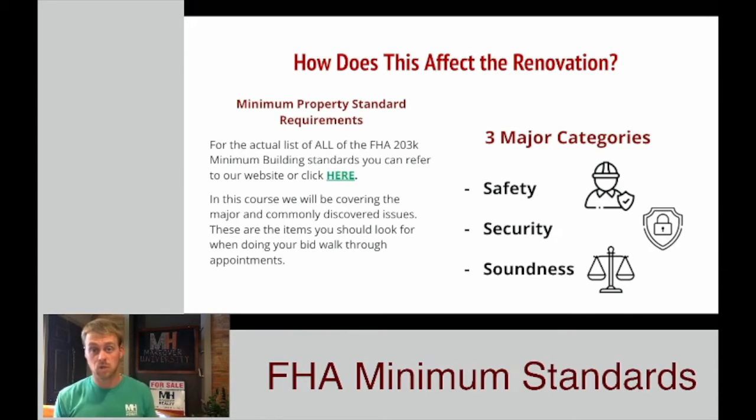But in today's module, we're just going to cover the basics and what we find most common when we're out there shopping for homes. And what you'll find more than likely is if you run into a situation where there is a safety concern, a security concern, or a soundness concern, those are going to be the things that trigger the FHA minimum standards. So if it's not safe, it's not secure, and it's not sound, FHA is going to put their hand up in the air and say, we need to go ahead and get this taken care of.